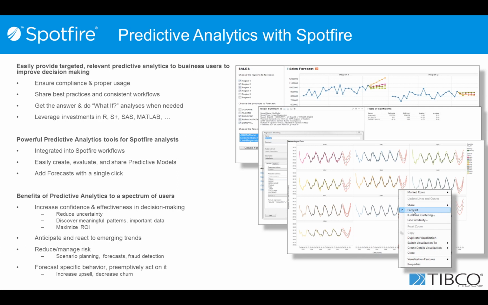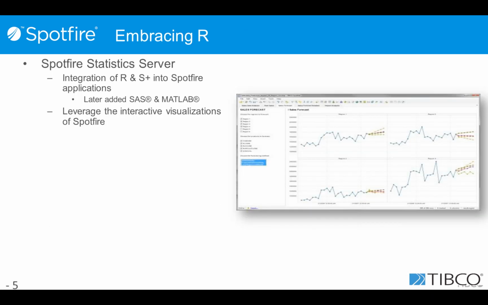Now, the way we've done this is by embracing R. And the first step of that was building a server called Spotfire Statistics Services. And this server enables the integration of R and S Plus into Spotfire applications, and later on we added the capability to call out to SAS and MATLAB analytics as well, and provide the end user the ability to leverage these interactive visualizations easily in Spotfire.